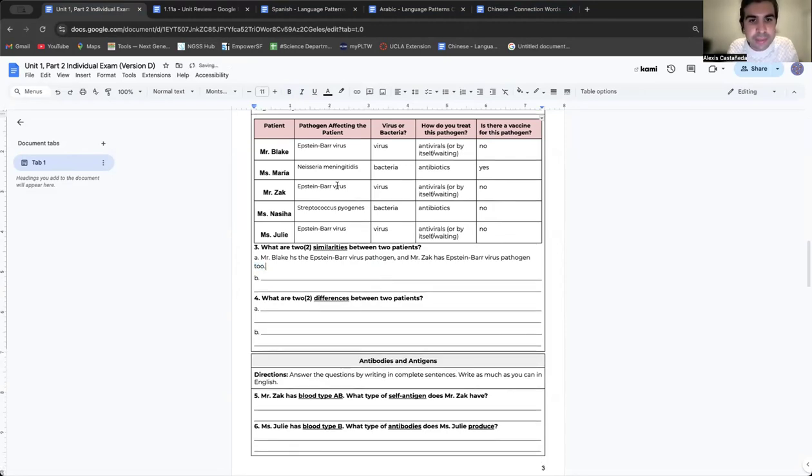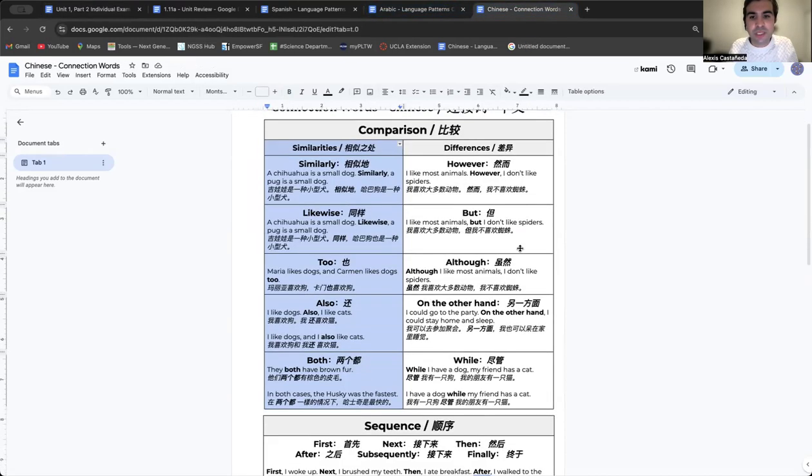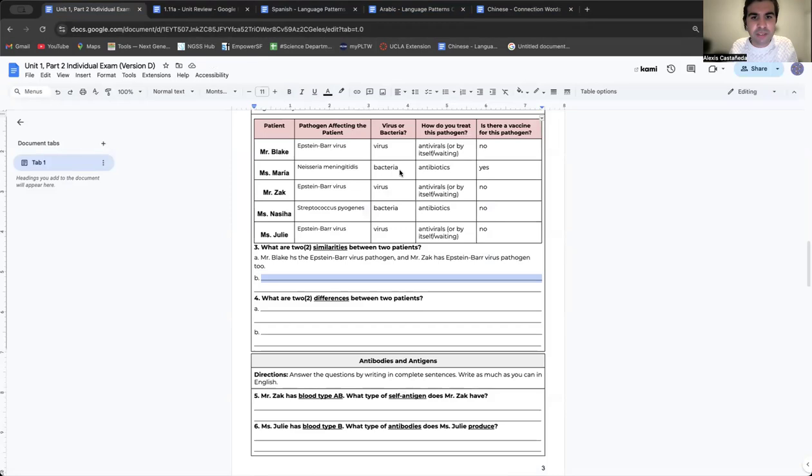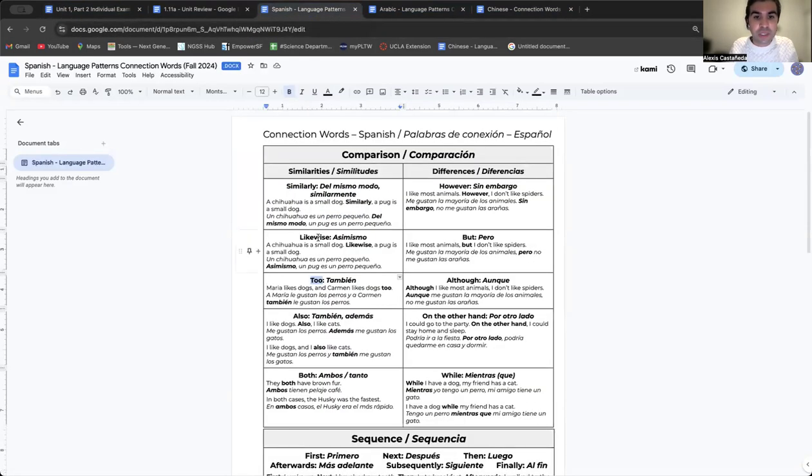Okay, let's look at another one. Let's see. So Miss Maria has Neisseria meningitidis, but Miss Nasiha has Streptococcus pyogenes. So since these two are different from each other, I can use any of these words that I want. Let's use the word where they both of them have a bacteria. Their pathogens are different, but they both have a bacteria. So that's a similarity. So I can look at the word likewise.